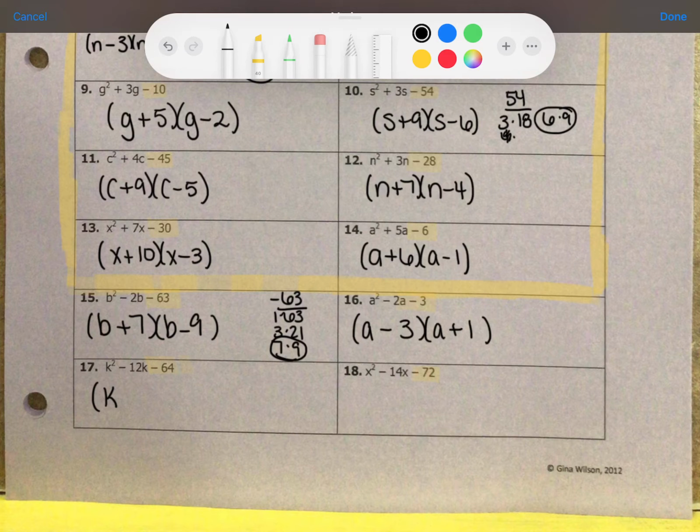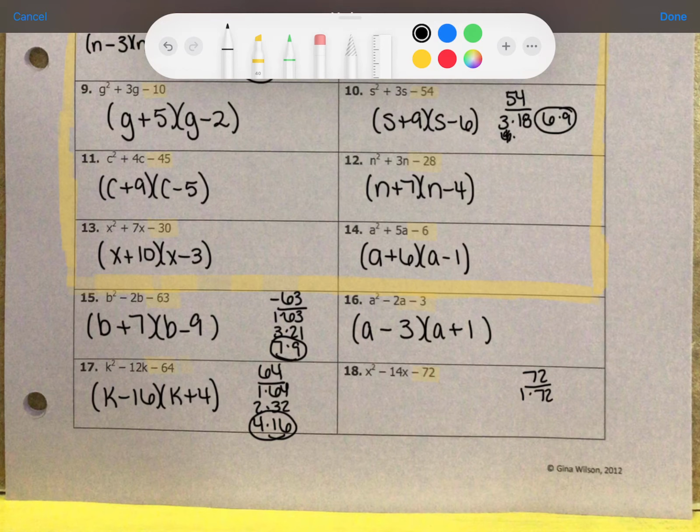Ooh, 64, I'm going to have to write this one out. 64, 2 and 32. No, 4 goes into there. 4, 16. Yeah, that's my answer right there. So that's a negative 16 and a positive 4. That checks out to give me a negative 12, correct? And a negative 64, so that's good.